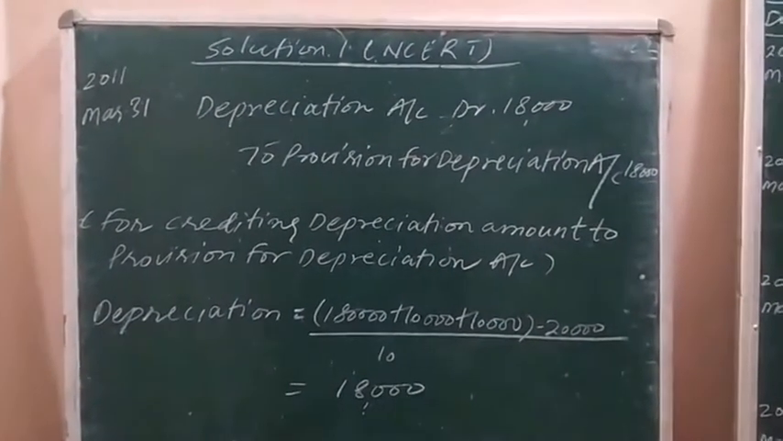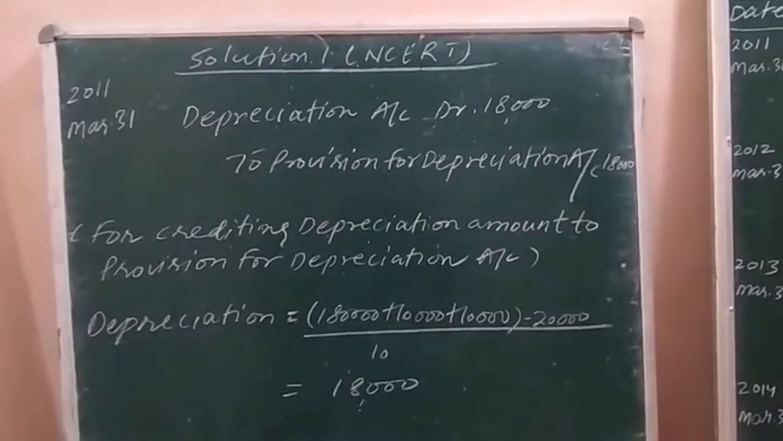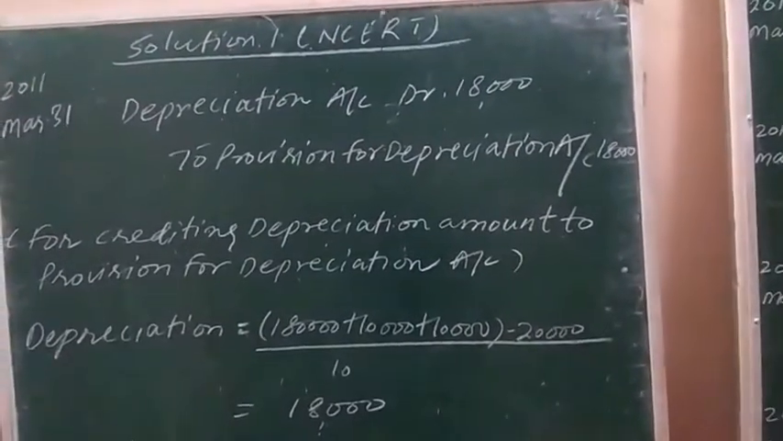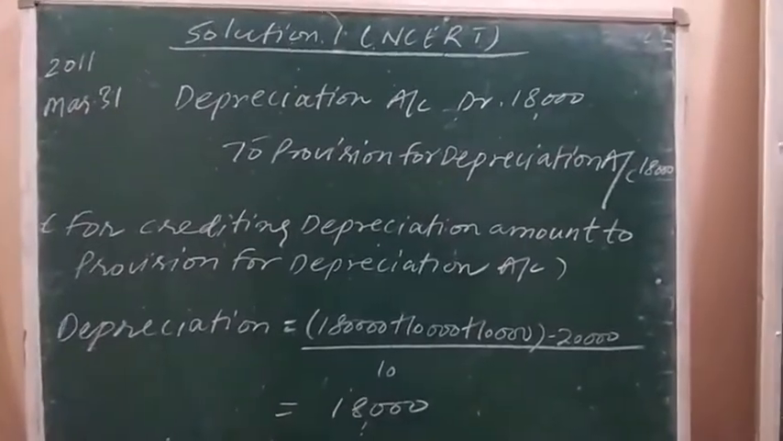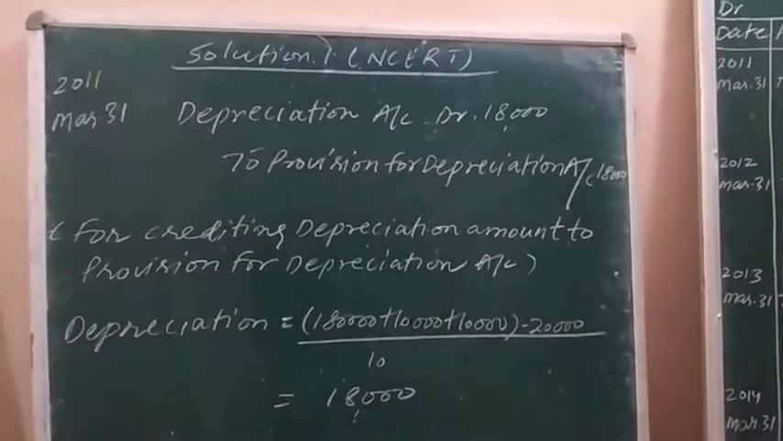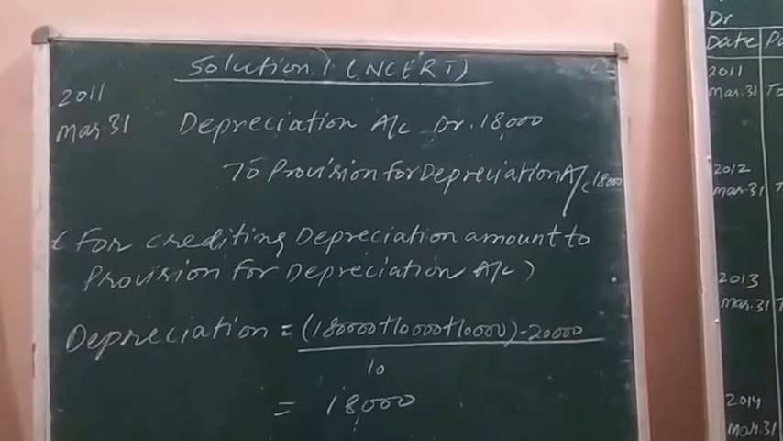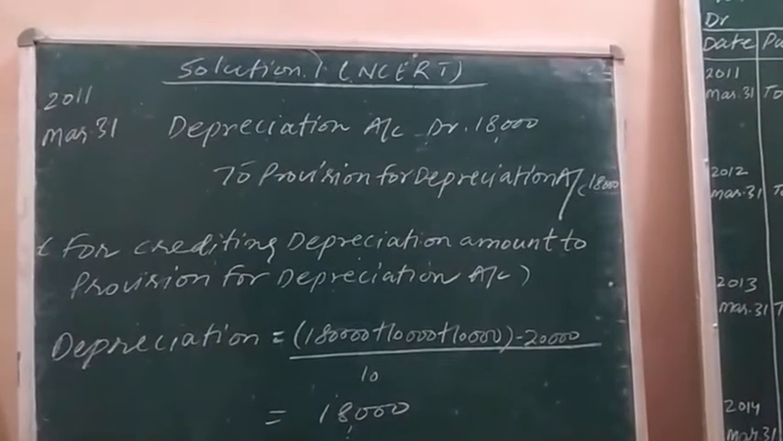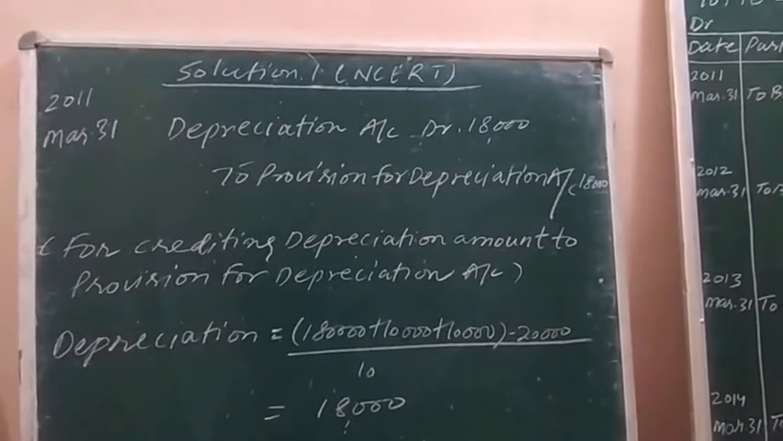crediting the depreciation amount to provision for debt account. Means we are crediting the debt amount to provision for debt account, or say transferring the depreciation amount to provision for debt account. Both depreciation and provision for debt are increasing. The increase in debt, that is a loss, according to the rules of debit and credit, is shown on the debit side, and the provision for debt account increase is shown on the credit side as per the rules of liabilities. Liabilities, whenever they increase, are shown on the credit side.